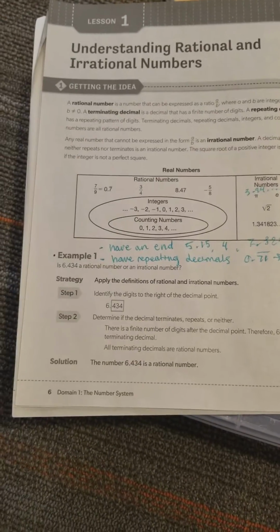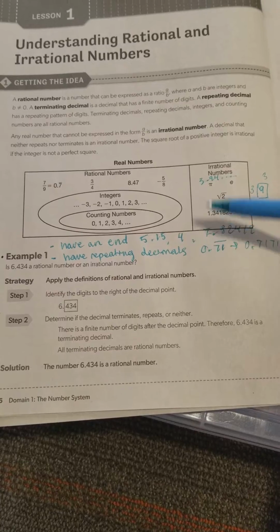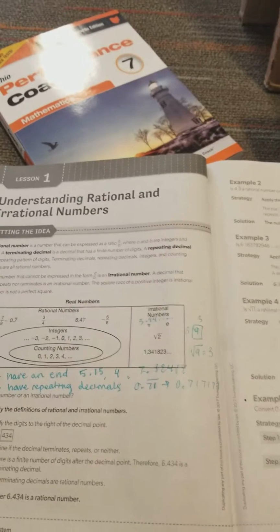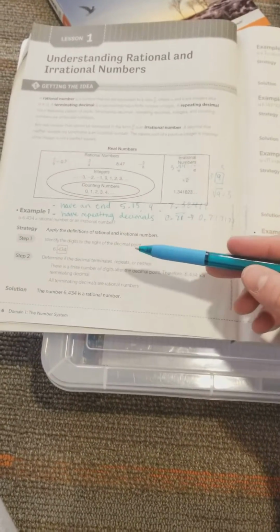So that's kind of just an overview, the really important information from getting the idea. For the examples, I'm not going to go over the first few examples because I think they're self-explanatory. You can kind of just see if the decimal there is going to repeat, if there's an end or not, and that way you can tell if it's rational or irrational.